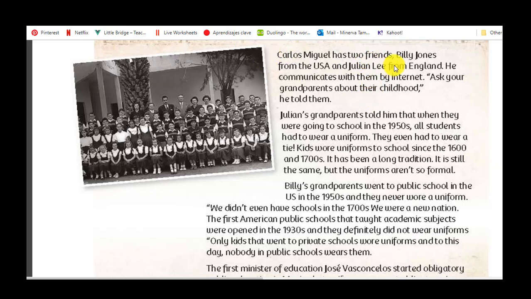Carlos Miguel has two friends, Billy Jones from the USA and Julian Lee from England. He communicates with them by internet. Ask your grandparents about their childhood, he told them. Julian's grandparents told him that when they were going to school in the 1950s, all students had to wear a uniform. They even had to wear a tie. Kids wear uniforms to school since the 16th and the 17th. It has been a long tradition. It is still the same, but the uniforms aren't so formal.